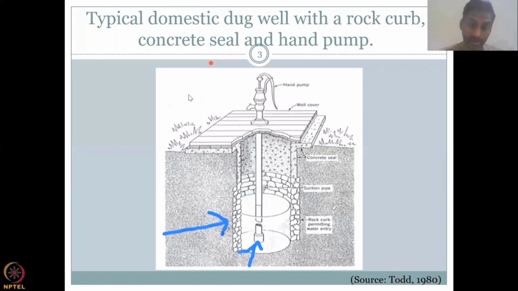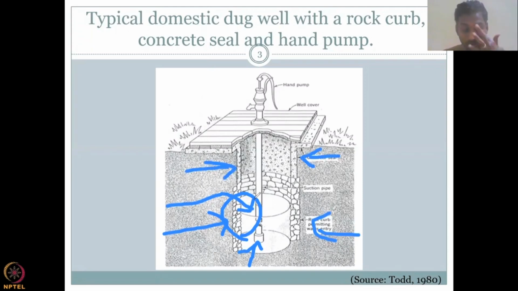And the rocks are kept in a fashion. Just zoom in and see here. There is space. So that space is how water can trickle through these materials and then get into the well. The soil particles are kind of stopped from moving into the well using this rock curb. Normally, a curb is placed on the round on the turnings. You call it a curb.